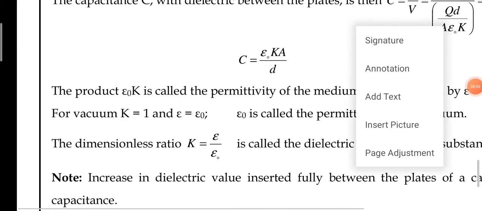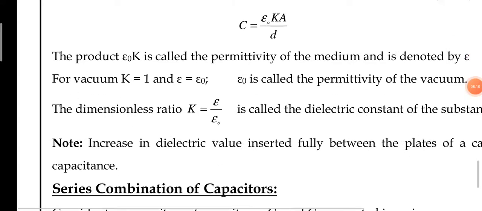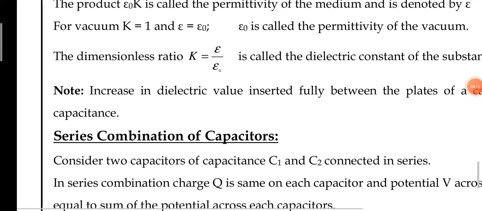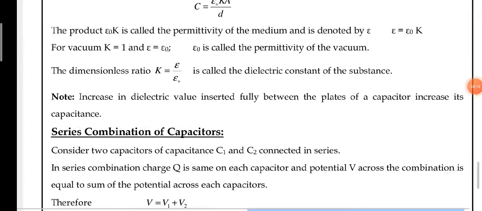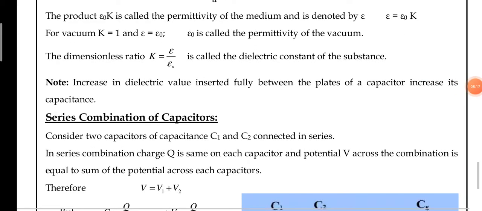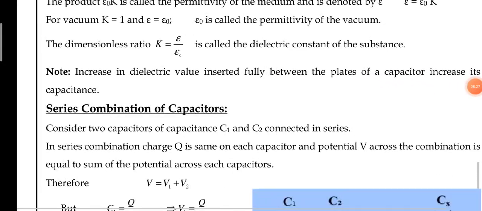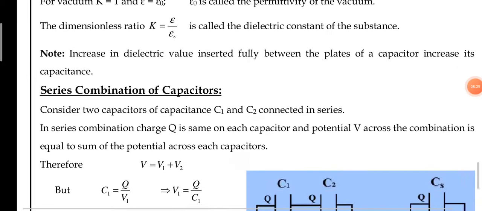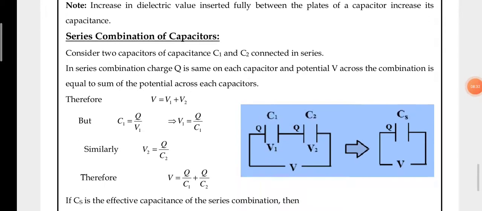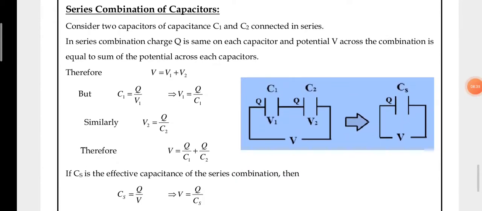Now this is a very important question: derive the expression for capacitance of a parallel plate capacitor. This is very important for your midterm examination. Here K is the dielectric constant, which is also defined as the ratio of absolute permittivity of the medium to absolute permittivity of free space. On inserting a dielectric medium between the plates, the capacitance of the capacitor increases, as noted.